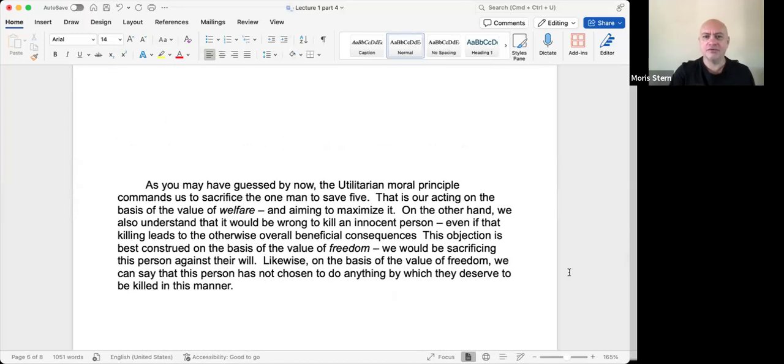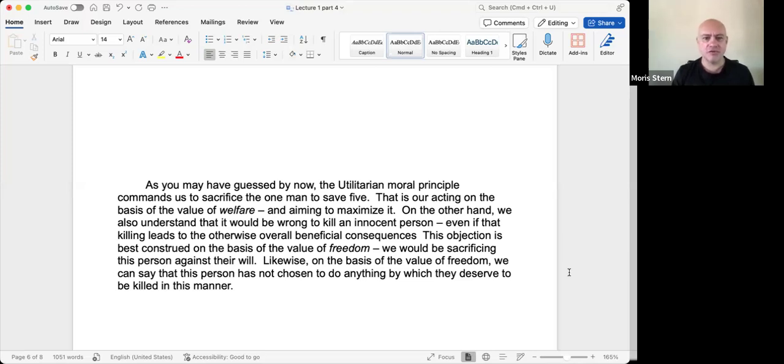As you may have guessed by now, the utilitarian moral principle commands us to sacrifice the one man to save 5. That is our acting on the basis of the value of welfare and aiming to maximize it. On the other hand, we also understand that it would be wrong to kill an innocent person, even if that killing leads to otherwise overall beneficial consequences. This objection is best construed on the basis of the value of freedom. We would be sacrificing that person against their will.